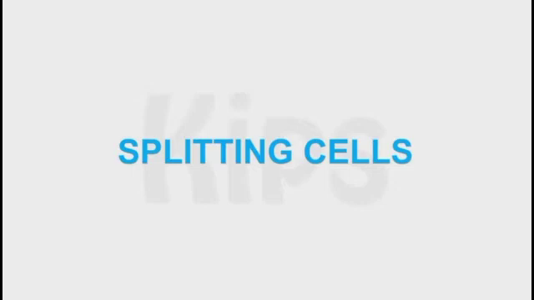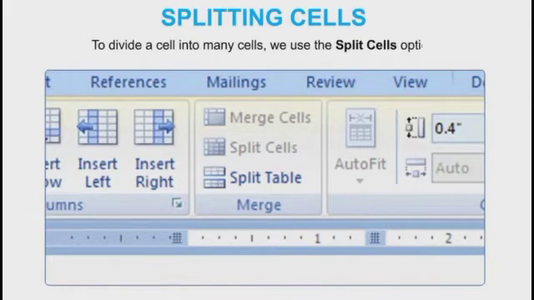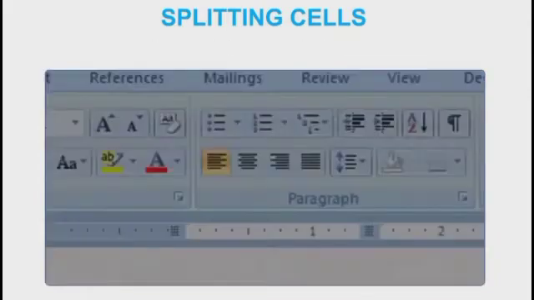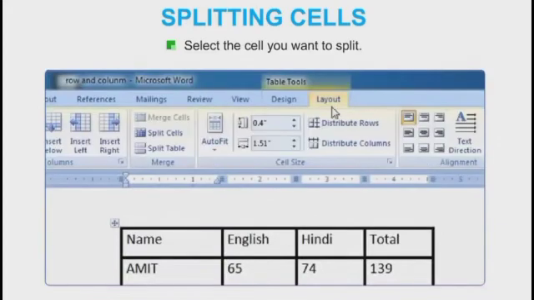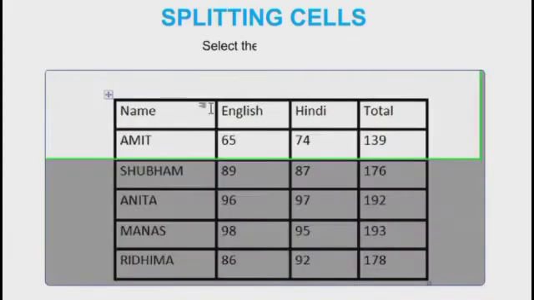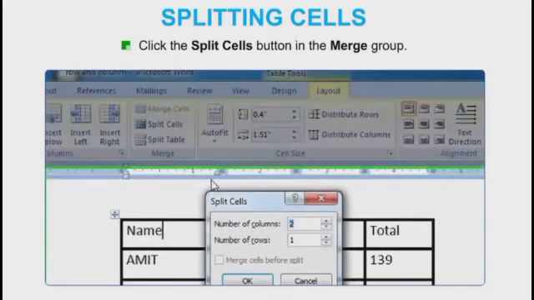Splitting a cell. To divide a cell into many cells, we use the Split Cell option. Select a cell you want to split. Select the Layout tab. Click the Split Cell button in the Merge group.